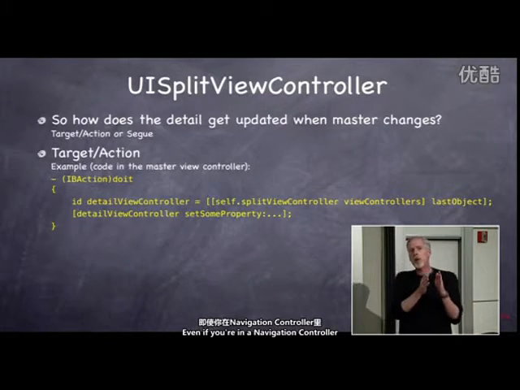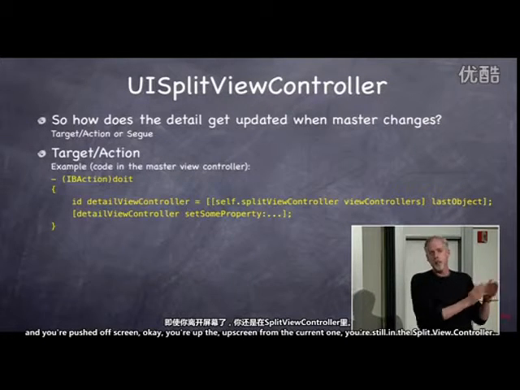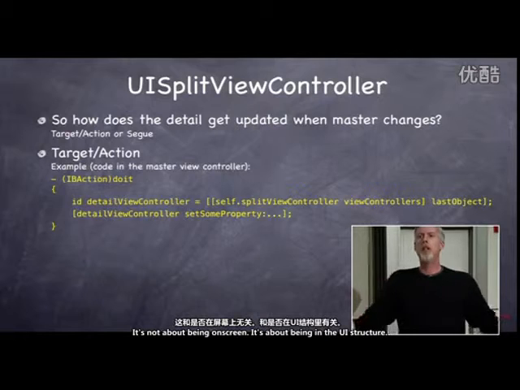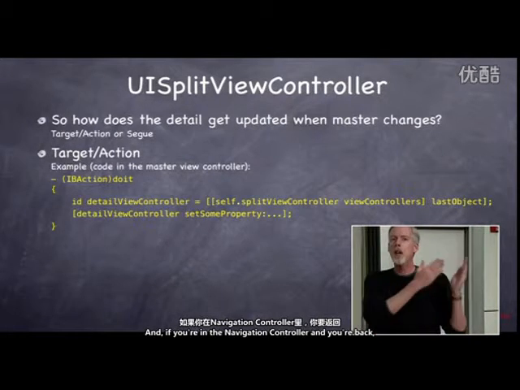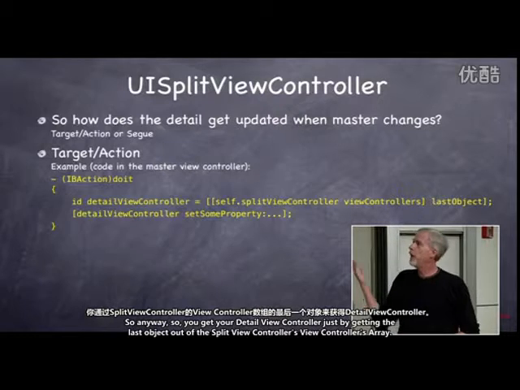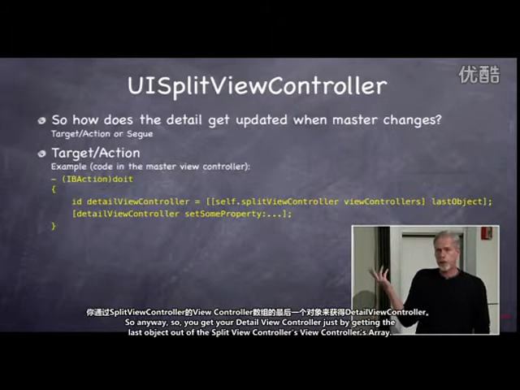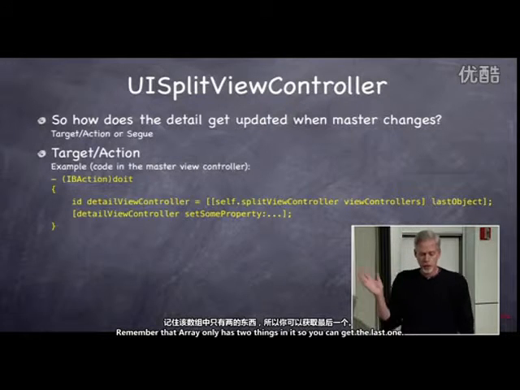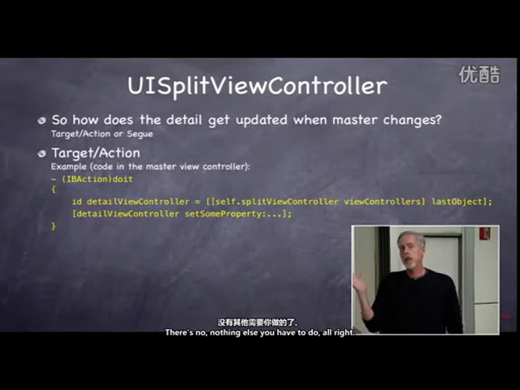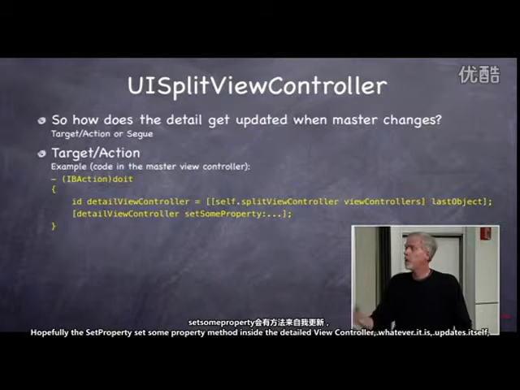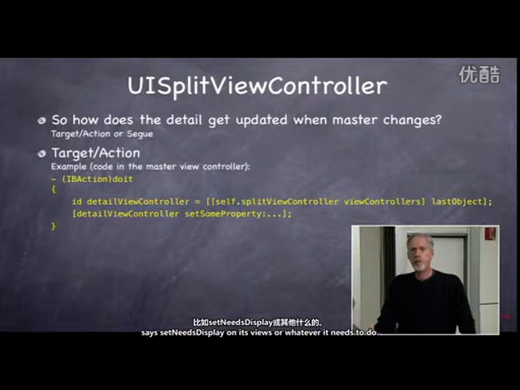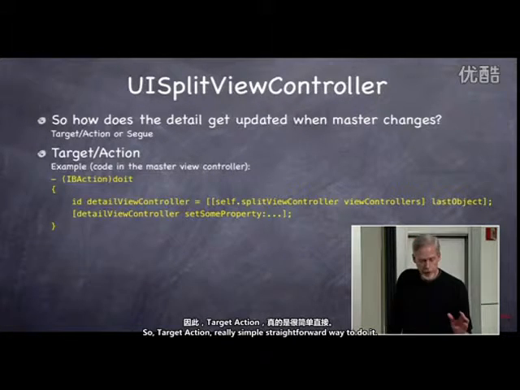Even if you're in a navigation controller and you're pushed off screen, okay, you're upstream from the current one, you're still in the split view controller. It will still return non-nil. It's not about being on screen. It's about being in the UI structure. And if you're in a navigation controller and the back button would get to you somehow, you're still in the split view. So anyway, you get your detail view controller just by getting the last object out of the split view controller's array. Remember that array only has two things in it, so you're just going to get the last one. And then you're going to set some properties in it, and it's going to update. That's it. There's nothing else you have to do, right? Hopefully the set-some-property method inside the detail view controller, whatever it is, updates itself, says setNeedsDisplay on its views or whatever it needs to do. And that's it. So target action, really simple, straightforward way to do it.